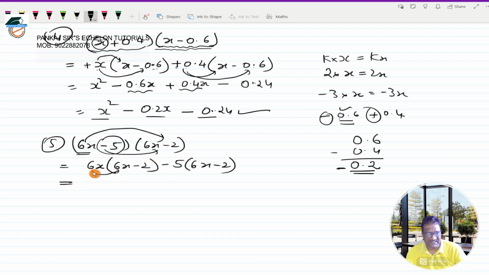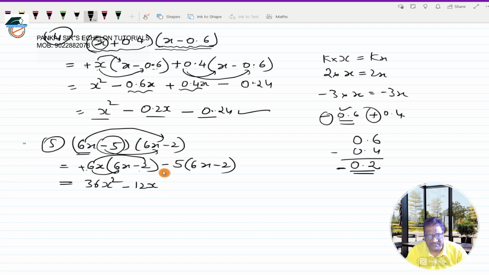So 6x into 6x will be how much? 6 6s are 36. X into x is x square, so 36x square. Then multiply this 6x with minus 2, so it will be plus 6 into minus 2. So plus 6 into minus 2 is minus 12, and then you have an x, so put an x over here. So it will be 36x square minus 12x.